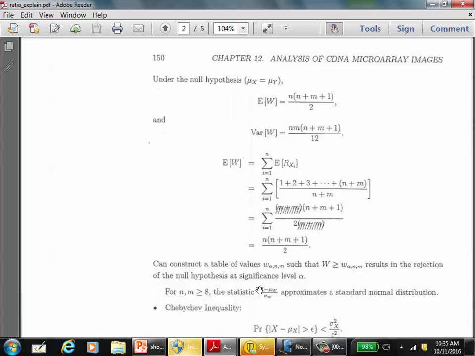So it's 1 times 1 over n plus m, plus 2 times 1 over n plus m, and so on, up to n plus m, multiplied by 1 over n plus m. Is that clear to everybody?